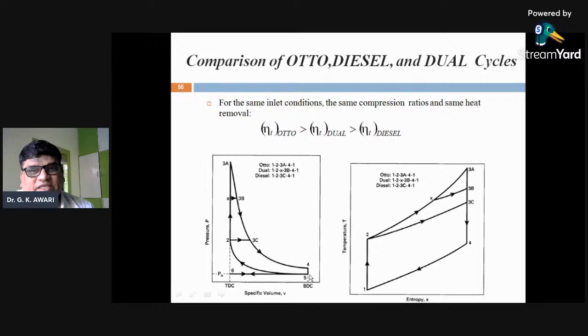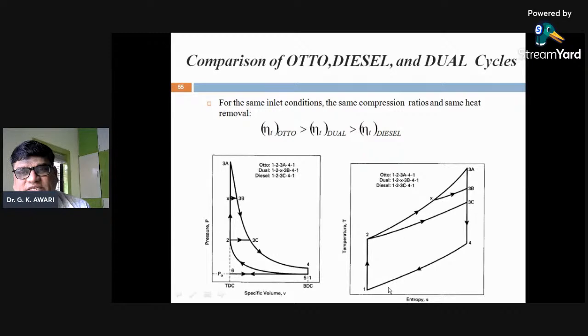And in this case, the dual fuel cycle: 1 to 2 is compression, then 2 to x is constant volume heat addition, and x to 3b is constant pressure heat addition. So the cycle will be 1 to 2, 2 to x, x to 3b, and 3b to 4, which is the cycle in the dual fuel.